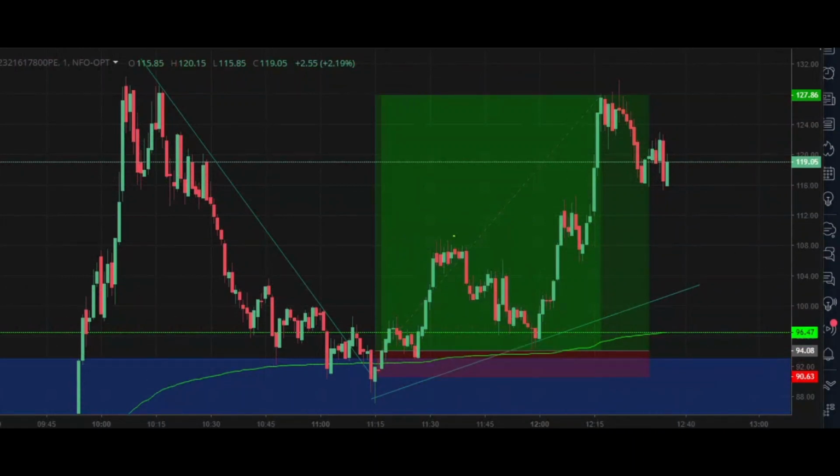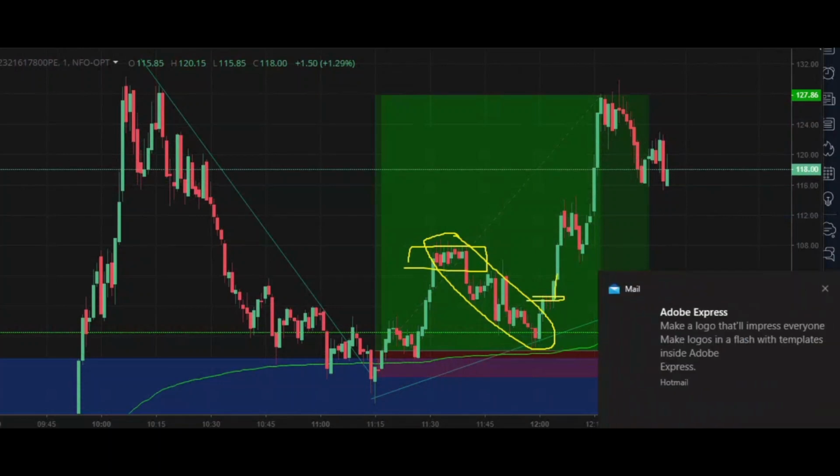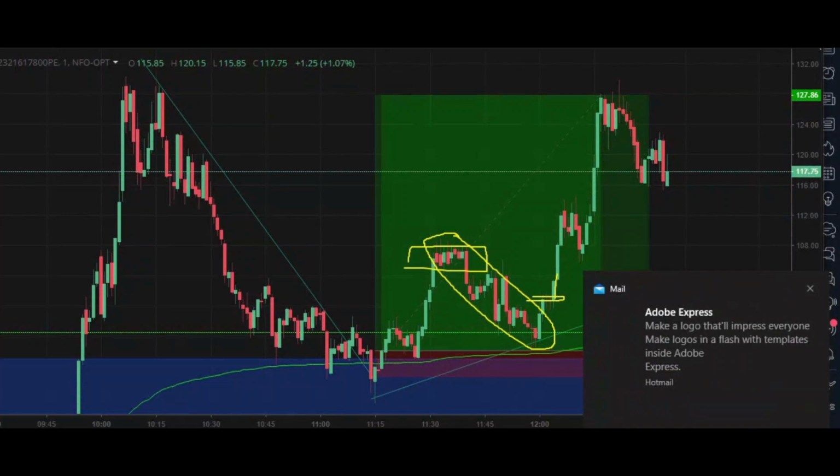This area was really painful. A lot of traders would have exited their put positions, but I was holding on to it because I had already covered my costs and the earlier losses when I exited 2 lots here. So I was holding it. And when this zone was broken and the market was going up, I was confirmed that it's going to go up. So I didn't exit, and I exited when I saw this weakness.